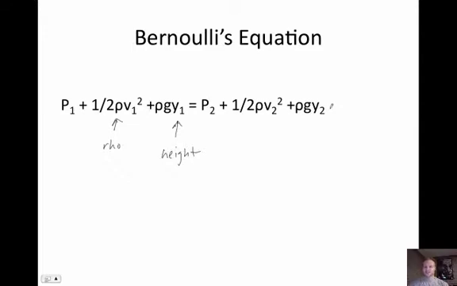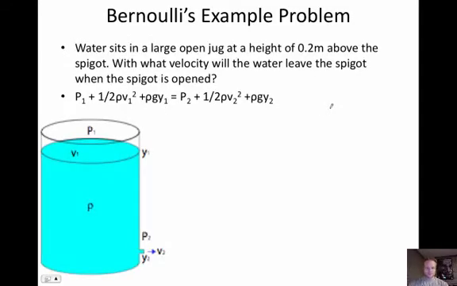We'll take a look at an example problem right now. Water sits in a large open jug at a height of 0.2 meters above the spigot. Take a look at this picture here. Here's the spigot right down here, and the water is 0.2 meters above the spigot. With what velocity will the water leave the spigot when it's open? So what is the speed down here? What is v2? That's what I want to know.